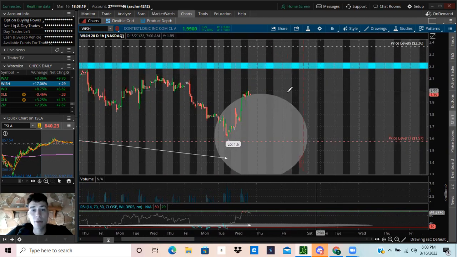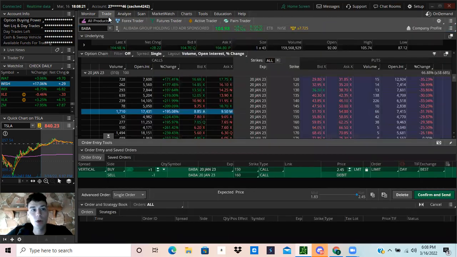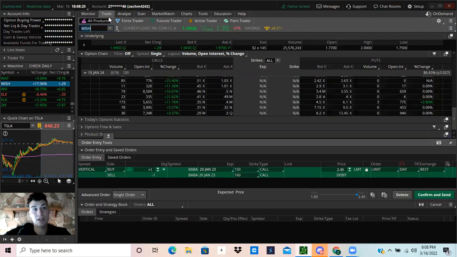Okay. So if you were able to get any call options on Wish, we'll go ahead and take a look at Wish and look at some of the call options today, because that's what we trade.